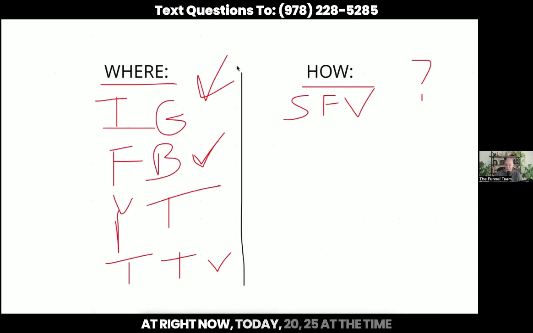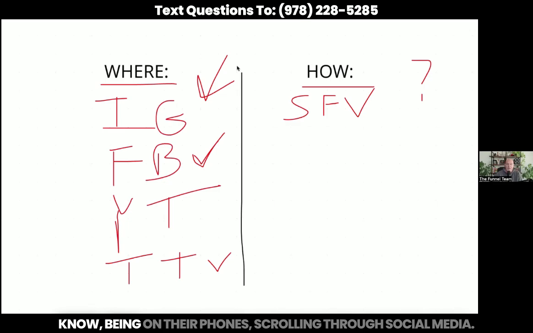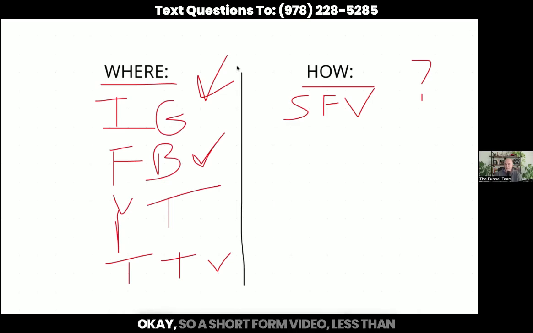everybody's at right now today, 2025, at the time of this video when you're watching this, is being on their phones, scrolling through social media. And it's usually, if I just look at friends and family, all the people around me, I see them scrolling through short form videos. And that's exactly what I use is short form videos. Now, short form meaning less than a minute. Okay. So short form video, less than a minute, long form video, over a minute.